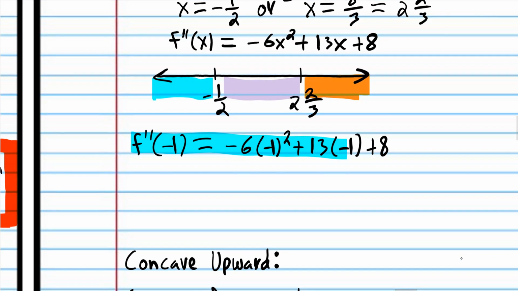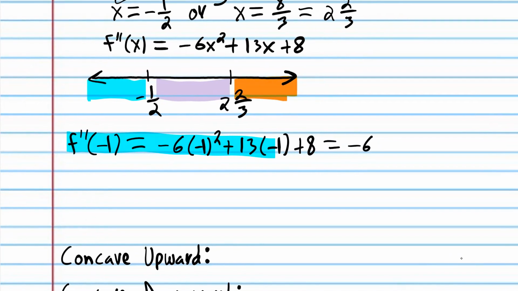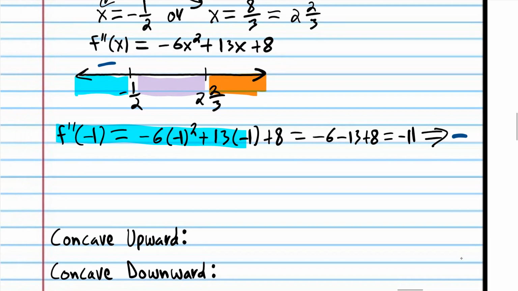So let's see what we get here. Looks like we have -6 minus 13 plus 8. That equals -11, which is a negative number. So I'll put a negative up there. And then we're going to evaluate the second derivative at 0, which is probably the easiest number to use, right, for the purple.